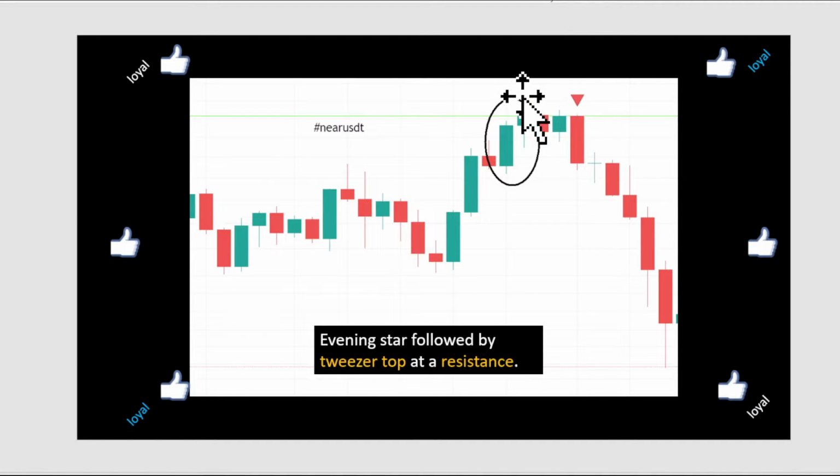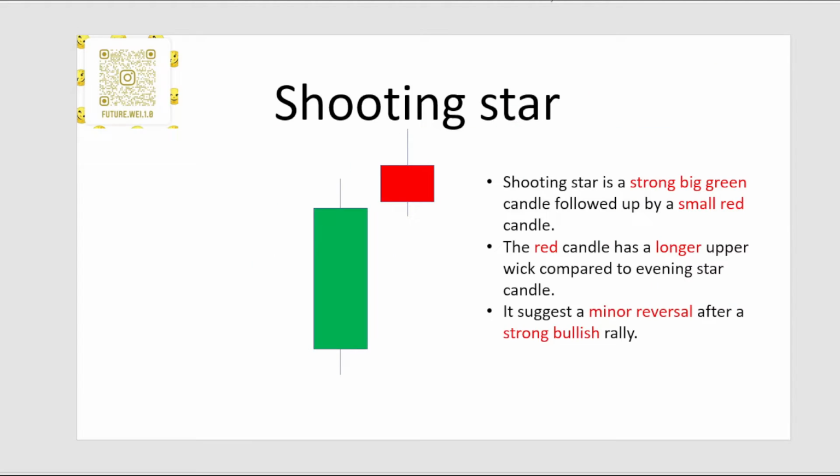If we spot evening star and a tweezer top at a resistance, it's very likely that the trend will reverse. So be aware and be alert when you are trading and seeing this kind of pattern.